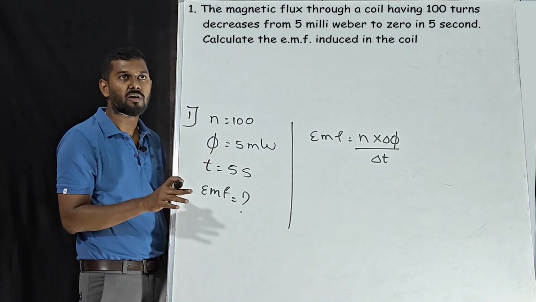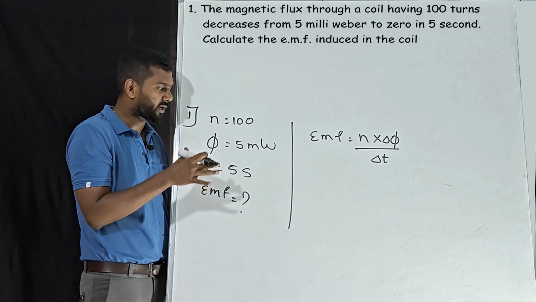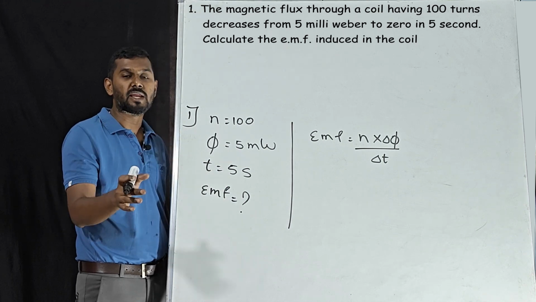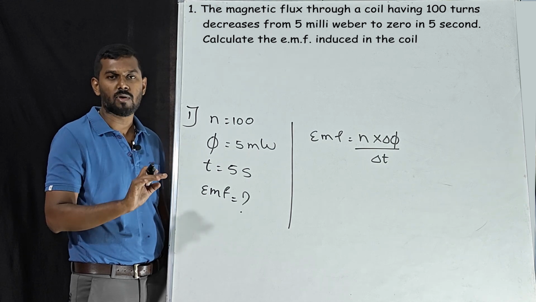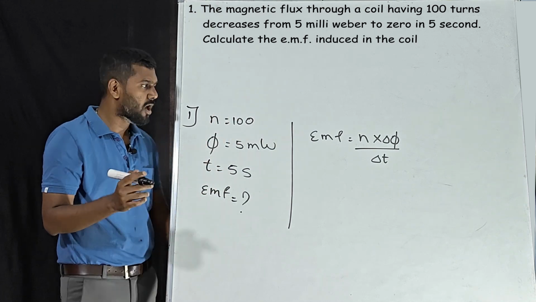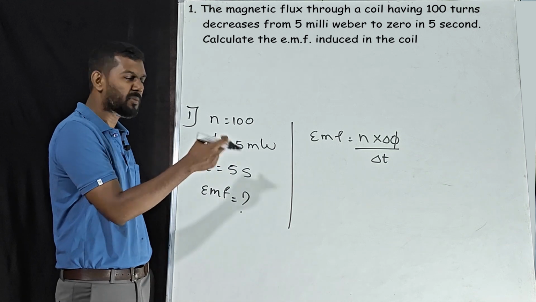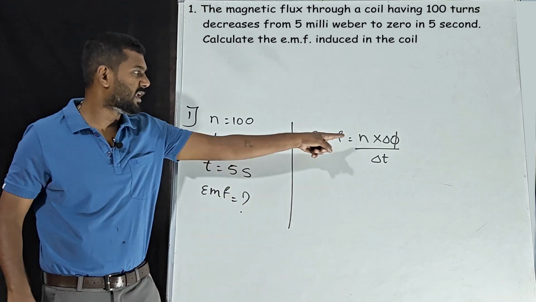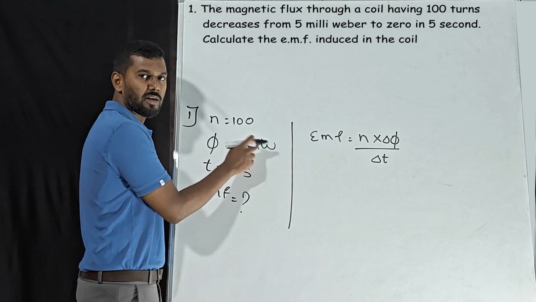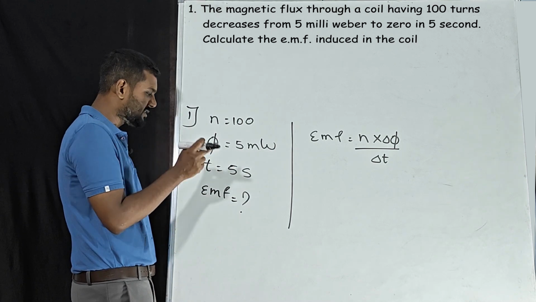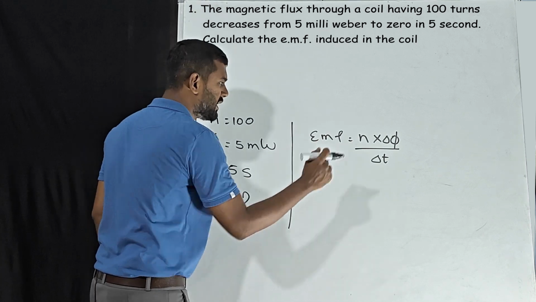So what is the change they have given? 5 milliweber to 0. Whatever the two values they have given, you have to subtract them. But if you get a negative value, don't use the negative value, just subtract and take the value. In this question, 5 milliweber to 0, so 5 minus 0 is 5 only. That's why we are going with the value 5. This symbol represents flux. Delta T means change in time.